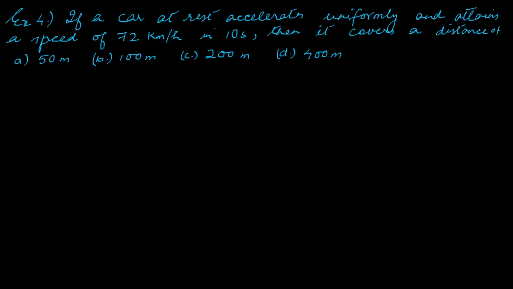Problem number 4. If a car at rest accelerates uniformly and attains a speed of 72 km per hour in 10 seconds. So again here, let us write down the given quantities. The trick is, whenever you do a physics problem, always write down the given quantities. A car at rest means the initial speed of the car is 0. It accelerates uniformly, so a here is uniform. You don't know the value of a, but we know that it is uniform, and attains a speed of 72. That means this is the final speed of the car, 72 km per hour. And please don't forget the unit.